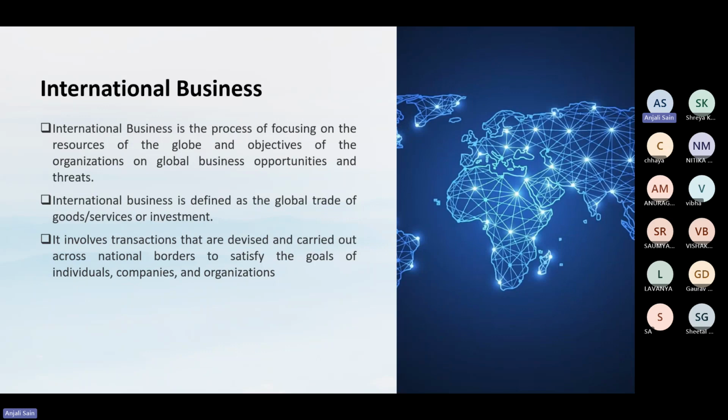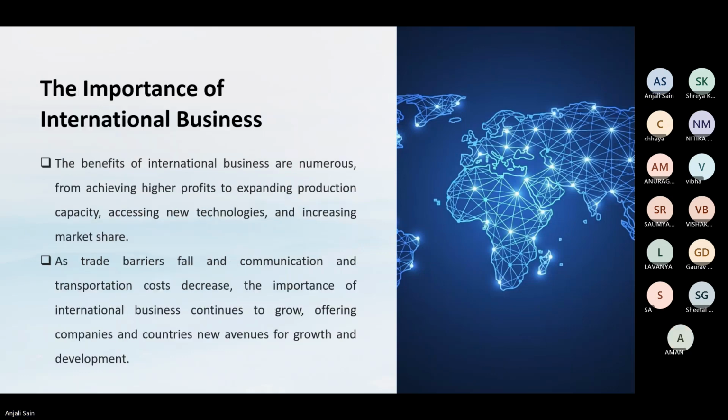Meaning we are not only confined to our host country or a country where we originated or where we are working. We are spreading our branches, or we are exploring the opportunities which are available in the outside world, in the other countries.